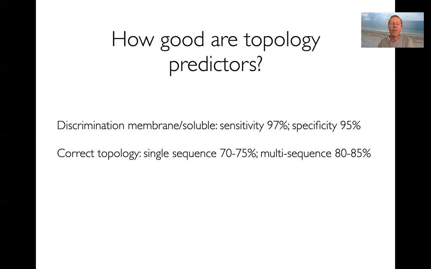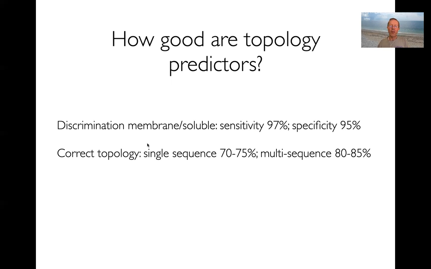So how good are these topology predictors for helical membrane proteins? They're pretty good, actually. If you only ask them to discriminate between soluble proteins and membrane proteins, don't ask for the topology, but just, is this a membrane protein or not? Both the sensitivity and specificity are very high. So they're very useful in, say, taking a genome sequence, all the predicted protein sequences, and basically predicting which are integral membrane proteins and which are not.